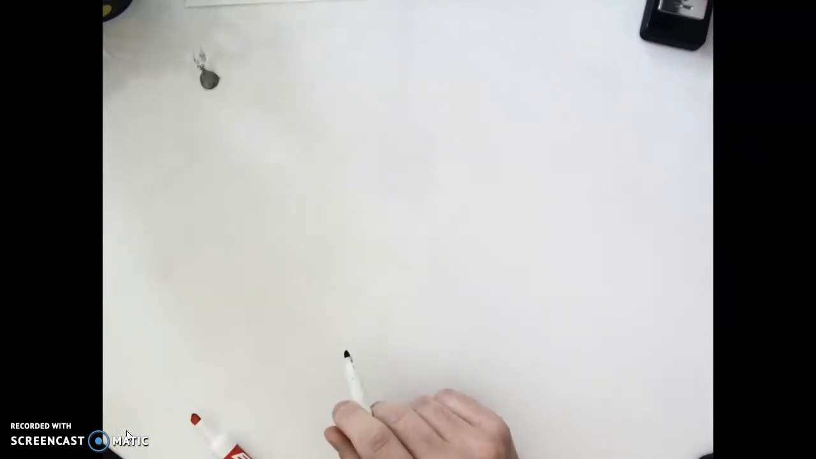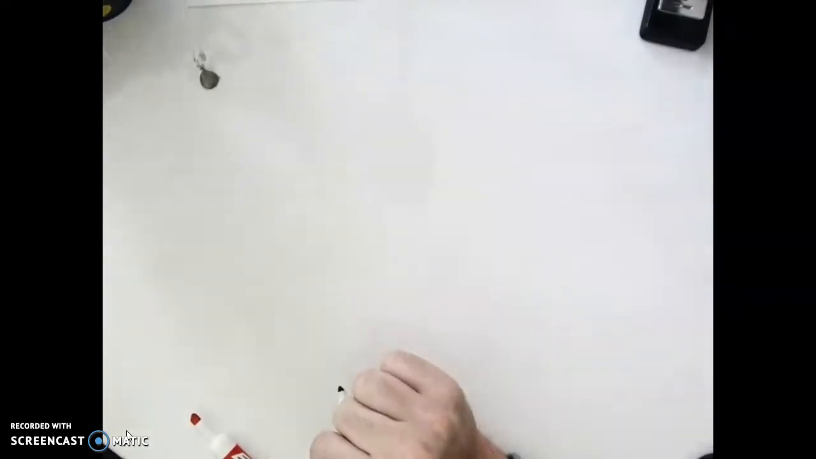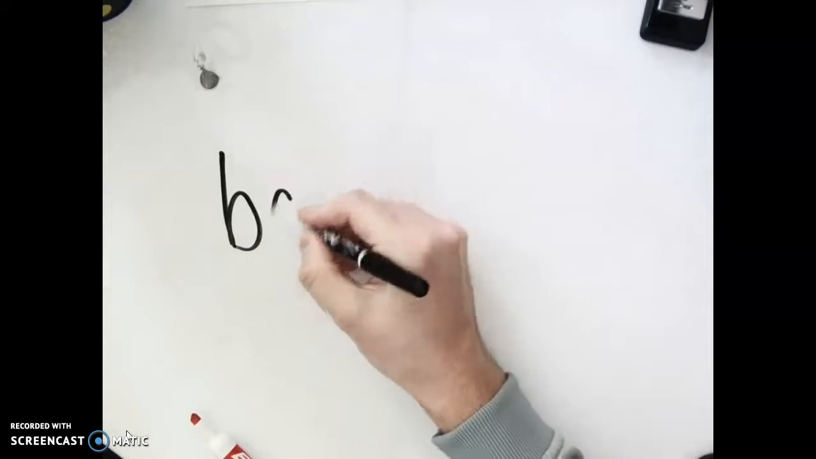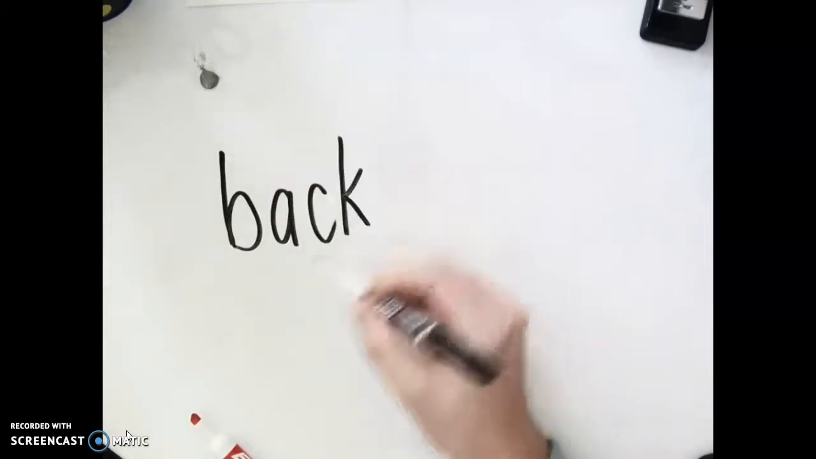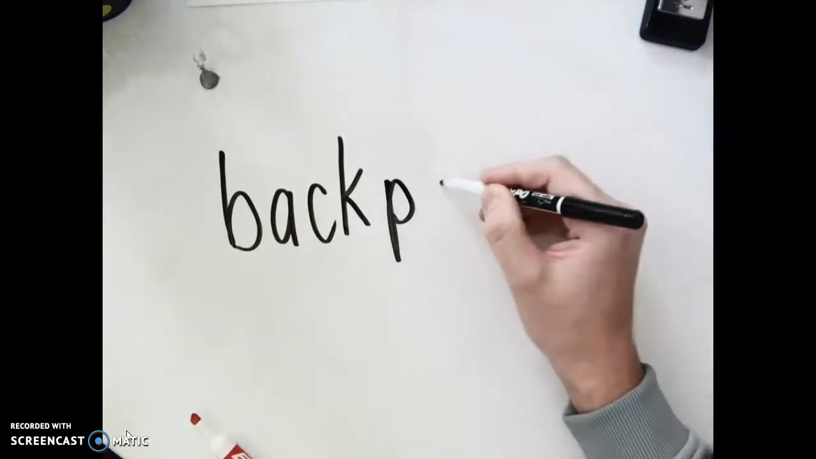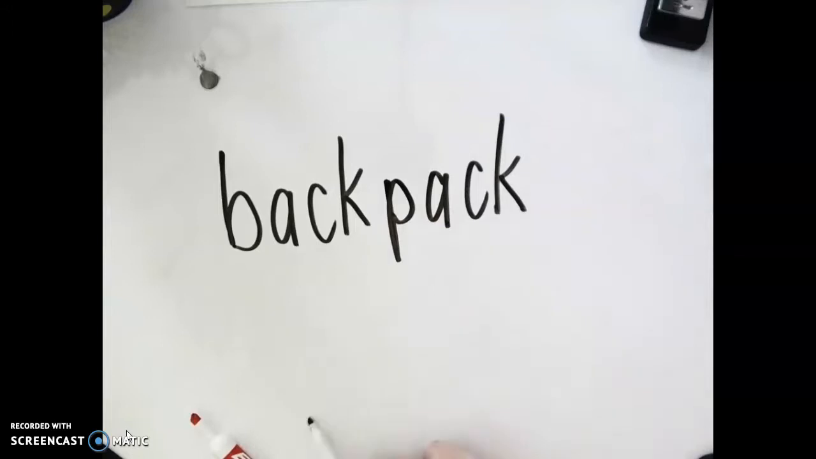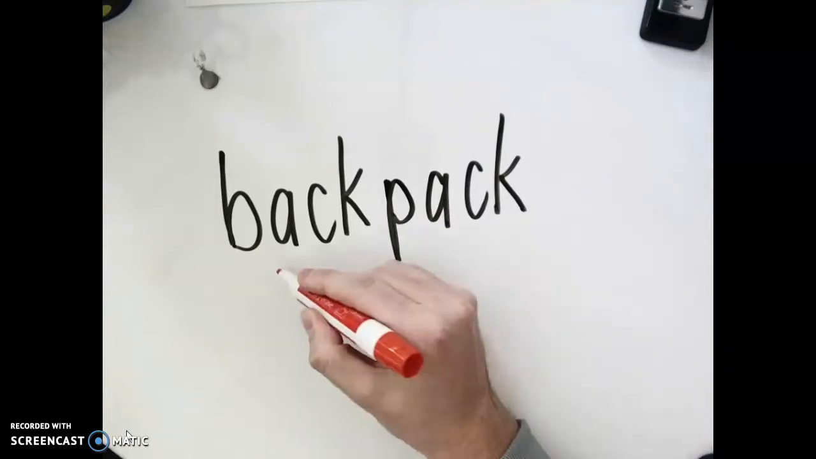Let's do one more word. The word is backpack. Backpack. My first syllable, back. B, a, c, k, back. My second syllable, pack. P, a, c, k, pack. Backpack. Let's do our markings.